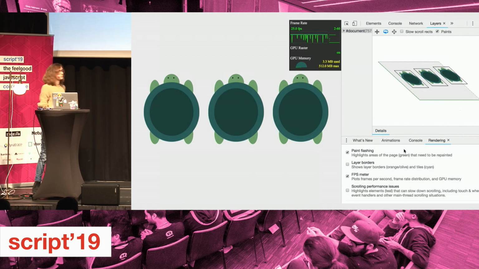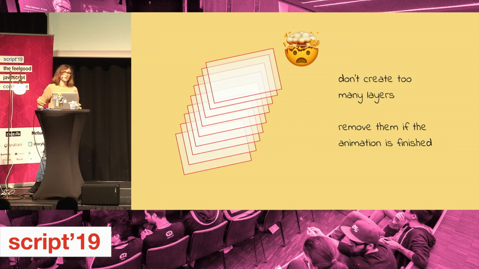So layers are good for animation, they're good for performance, but we need to make sure that we don't create too many layers, because every layer takes up memory, and we don't want to crash our browser. If we have hundreds and hundreds of layers, we will crash our browser eventually. So create layers, but then remove them if you don't need them anymore. If the animation is finished, you don't need that layer anymore.